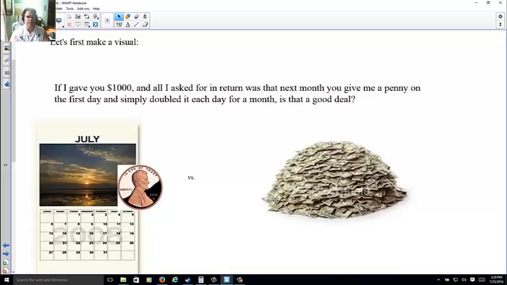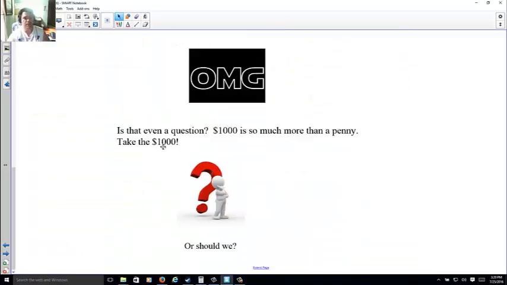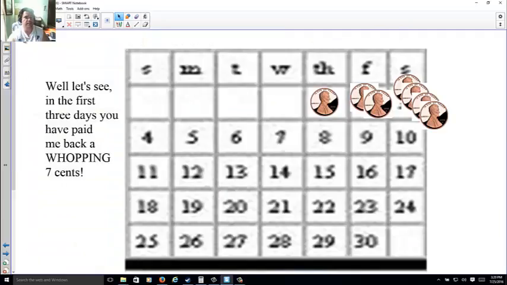Every day it has to be doubled. Take a second, think about it. What'd you come up with? Well, clearly $1,000 is a lot of pennies. In fact, $1,000 is 100,000 pennies. We're talking about a lot of pennies. So on the surface, you think I'm crazy for offering you $1,000 for a penny doubled throughout the month. Is that even a question? Well, let's take a look.